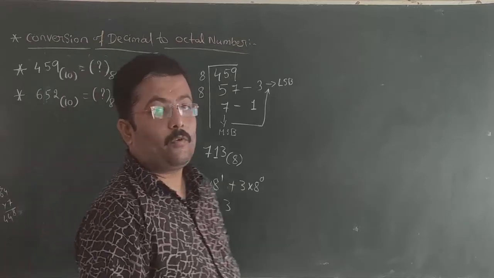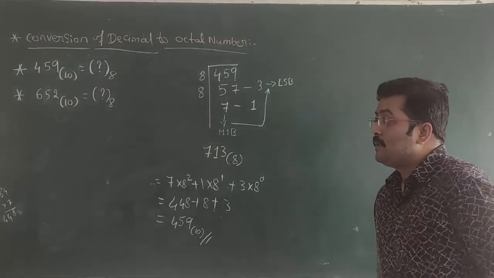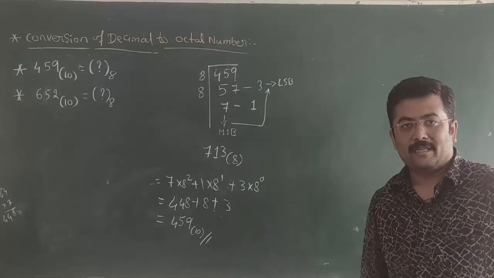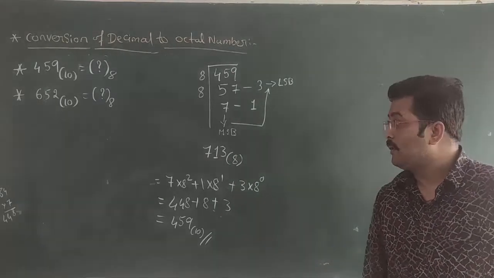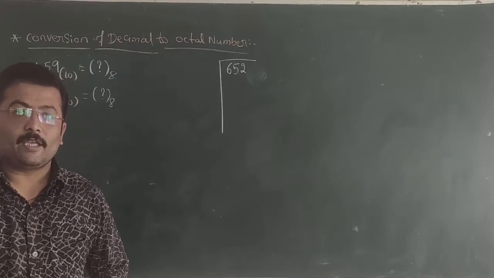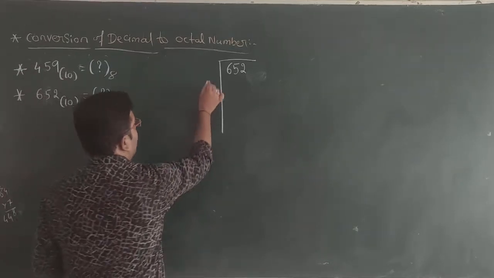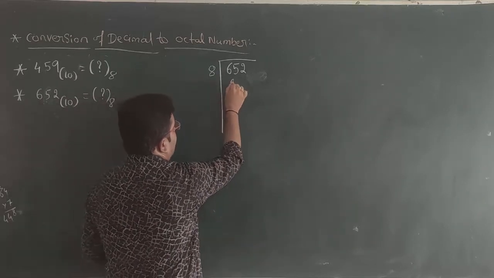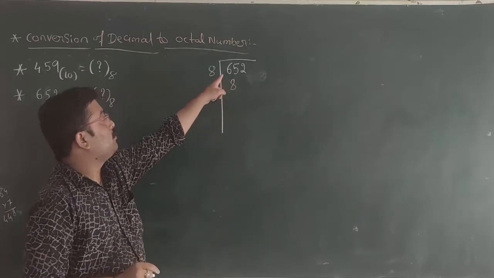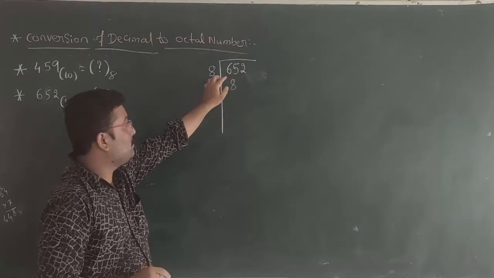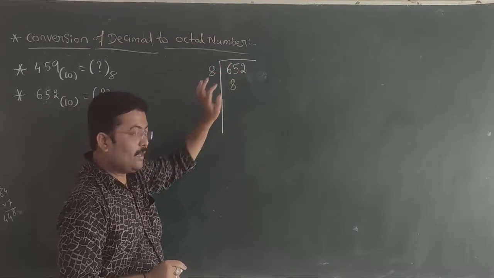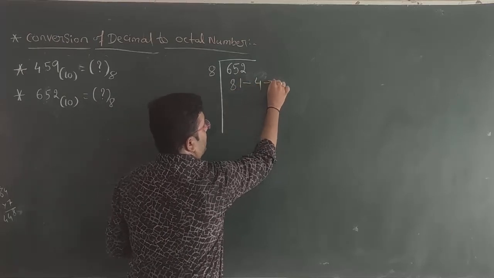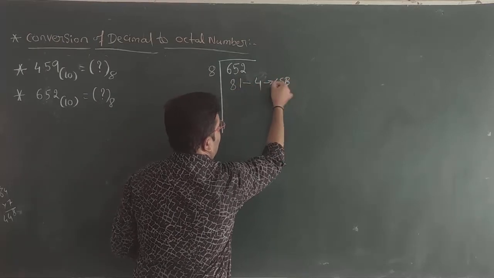Let us take one more example. Convert the given decimal number, 652 to the base 10, into octal number. Step 1 is to divide the given number by 8. 8 eights are 64, so 65 minus 64 is 1. Here it becomes 12 now. 8 ones are 8, remainder is 4. This is my first remainder, that is LSB.